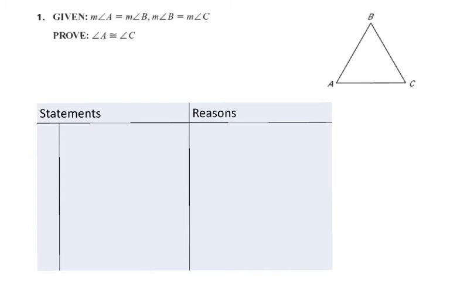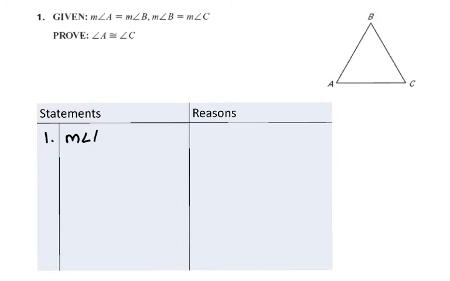All right, let's get started on a proof. This one is actually not so bad. This is just 3, maybe 4 steps that we're going to use in showing our proof here. So it states here, our given information is the measurement of angle A is equal to the measurement of angle B, and the measurement of angle B is equal to the measurement of angle C. So that's our given information. So first thing that we do in our statements is state the given.